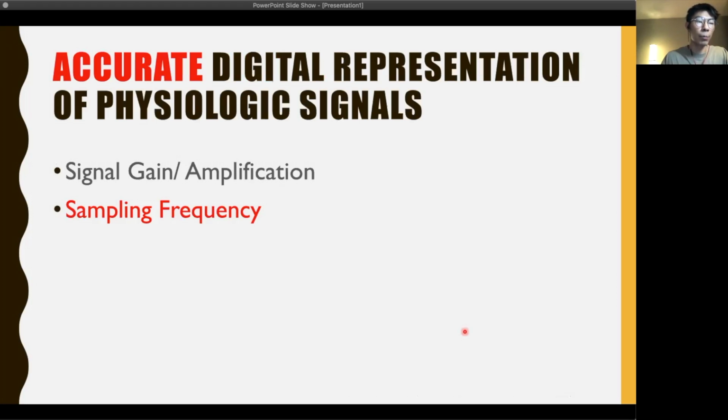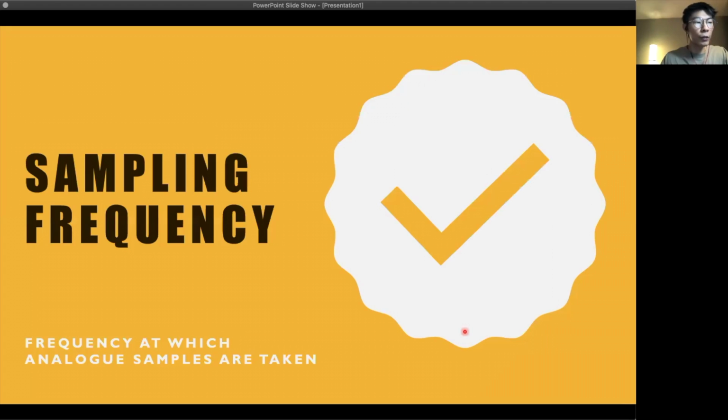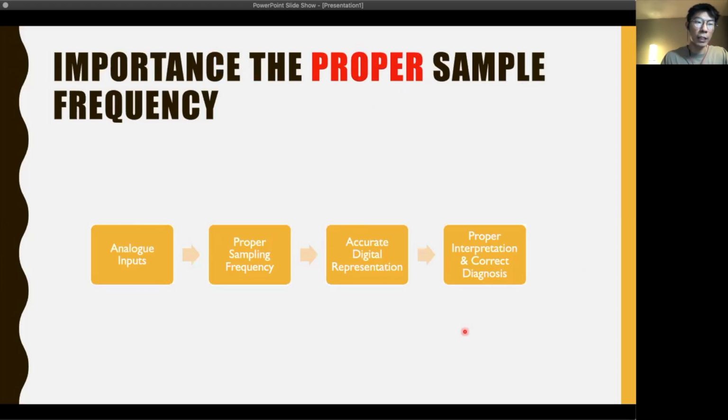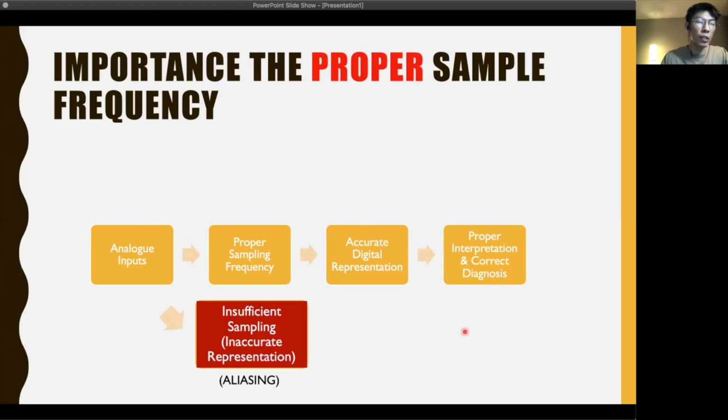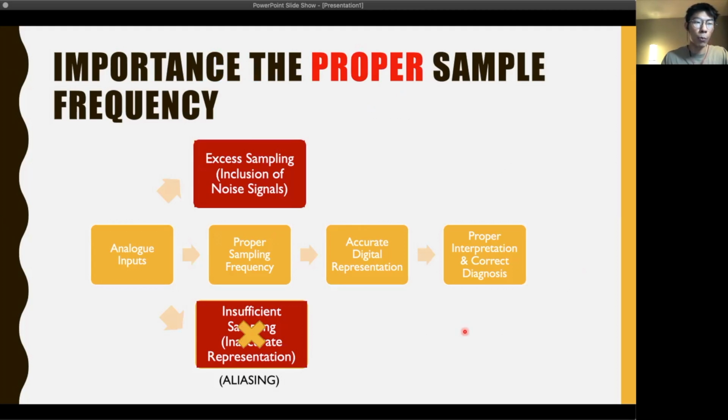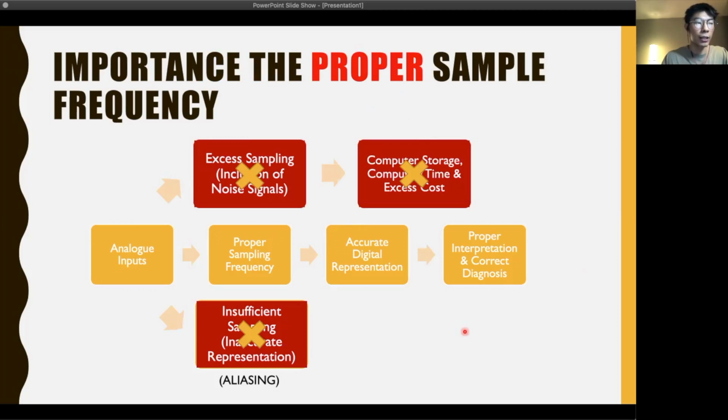Now let's talk about how sampling frequency can affect the digital representation of our physiologic signals. Sampling frequency, by definition, is how often we take samples of our signal. And this is important because if we're taking measurements of our signal at an insufficient frequency, then we will get an inaccurate representation, also known as aliasing. On the other hand, if we take excess samples at a more than enough frequency, we might get some noise and it might be heavy on our computer processing. Therefore, we also need a sampling frequency not too low to have inaccurate representation and not too high to acquire these noise signals and being heavy on our computer processing.